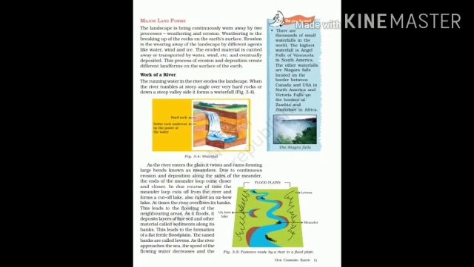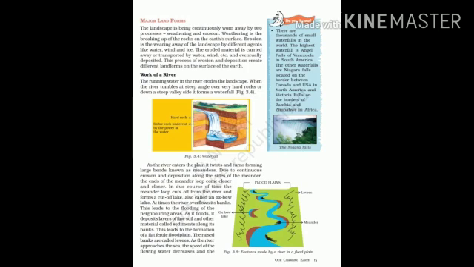The next topic is major landforms. The landscape is continuously being worn away by two processes, weathering and erosion. Weathering is the breaking up of the rock on the earth's surface. Erosion is the wearing away of the landscape by different agents like water, wind, and ice. The eroded material is carried away or transported by water, wind, etc. This process of erosion and deposition creates different landforms on the surface of the earth.